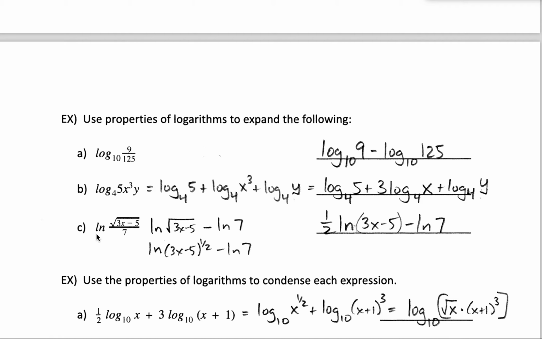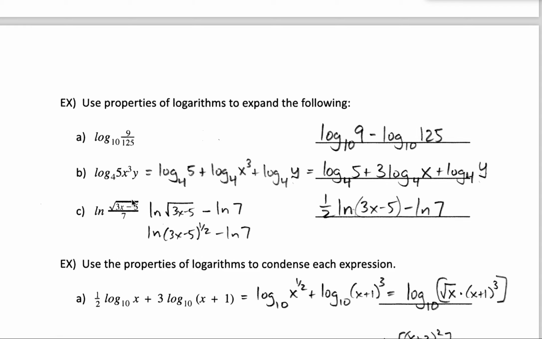One more time, last example expanding here. We got a quotient. So we're going to take the top, we're going to give it its own natural log. We're going to take the bottom, give it its own natural log, and put a subtraction sign in between. Anytime we have radicals, we want to rewrite them as exponents so that we can use that power rule.